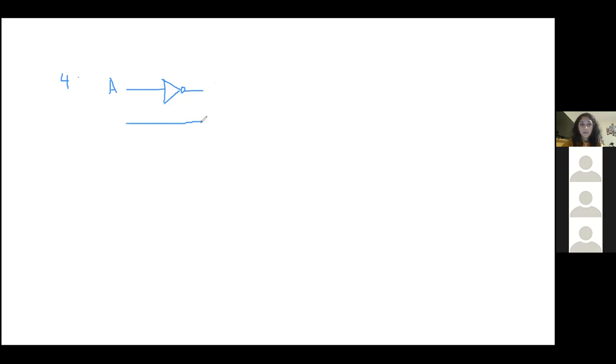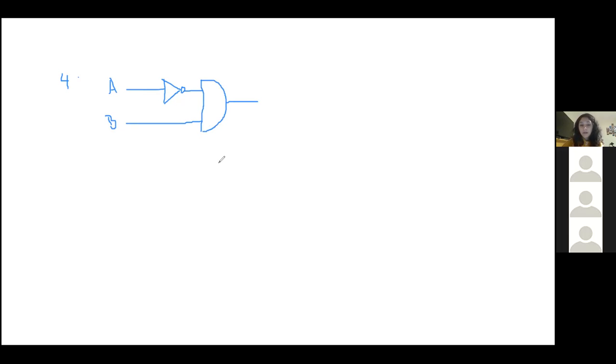And then we have B. And then we're ANDing both of these, so we're putting them through an AND gate. The symbol for an AND gate is this massive D. That's how I remember it anyway. So we have a NOT gate and an AND gate, and then we have the output. So this is what the logic gate looks like.